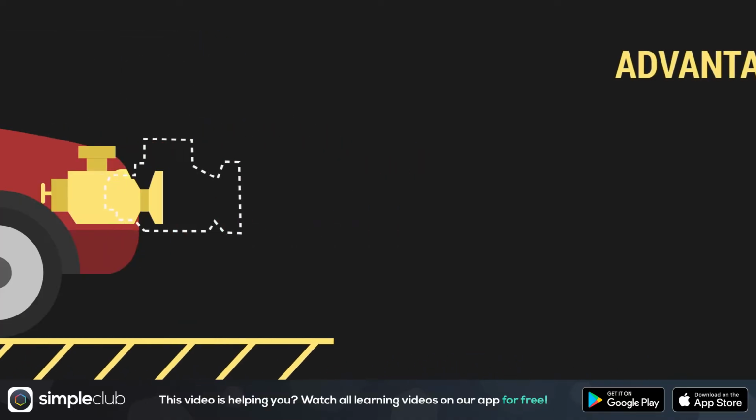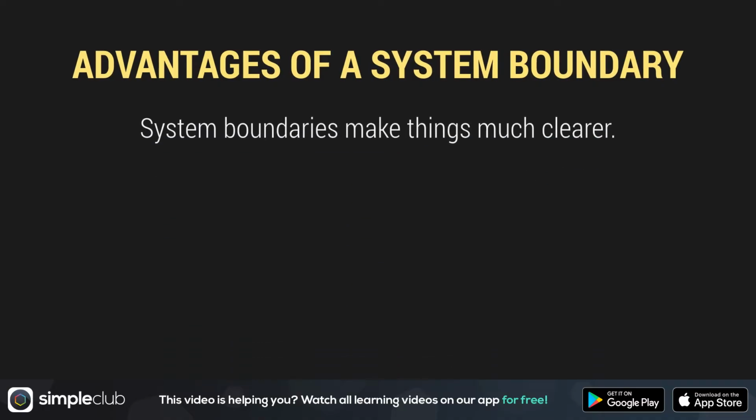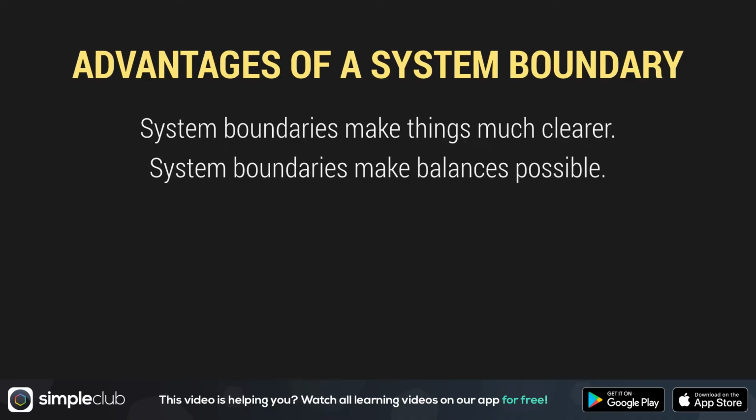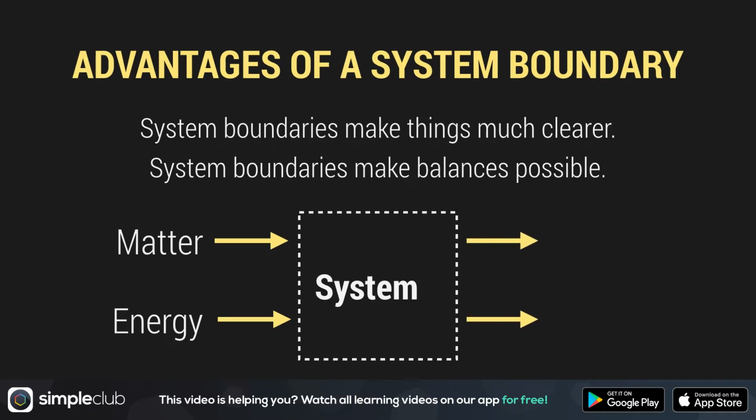But what good does having a boundary system like this do for us? Well, first of all, it's easy to see exactly what you are investigating if you mark it clearly. This helps to avoid confusion and stops you from suddenly starting to involve surrounding elements. But the most important advantage of a system boundary is that it means we can enforce balances. And what do we want to balance? Just two things, actually: matter and energy. We want to know how much matter and energy comes into our system and how much goes out again.